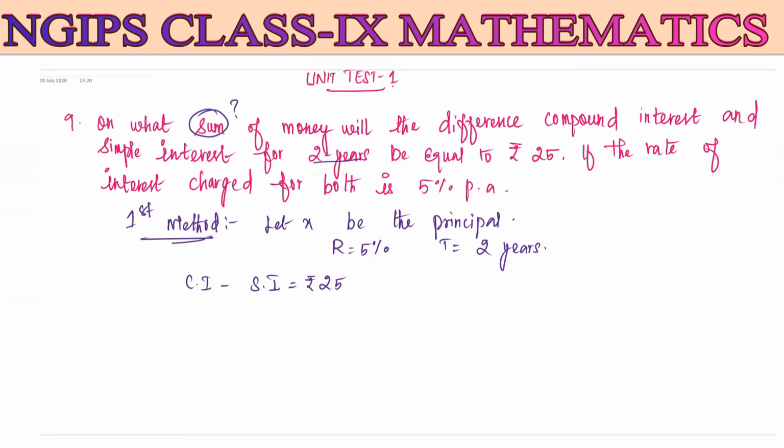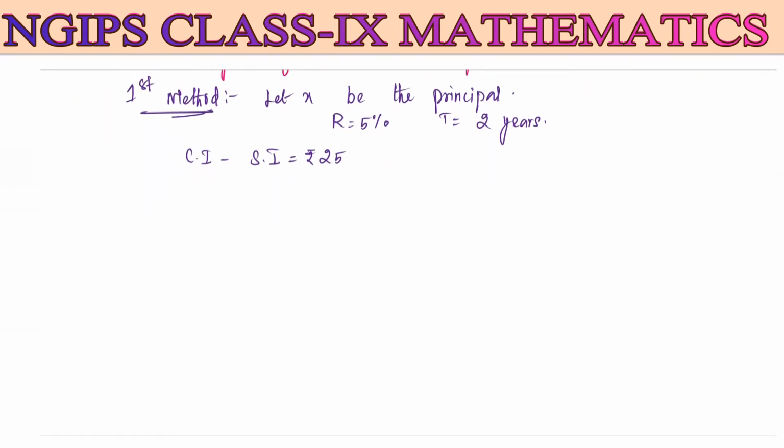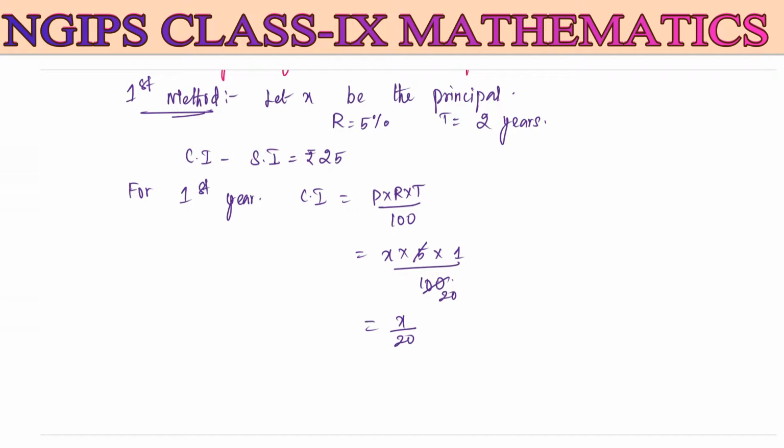Now first I am going to find the compound interest for the first year. For the first year, compound interest is equal to P into R into T divided by 100. So here the principal is X, the rate is 5% and the time period is 1, divided by 100. If you cancel this, we are going to get 20. So X by 20. This is the compound interest for the first year.